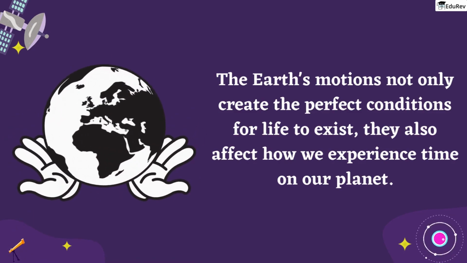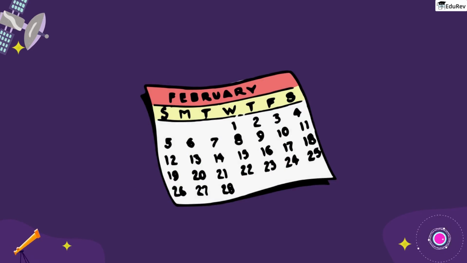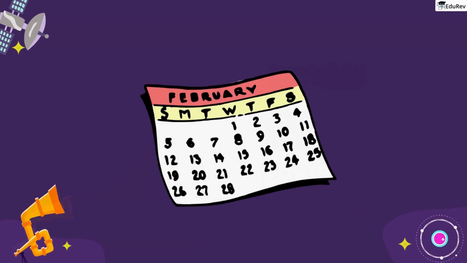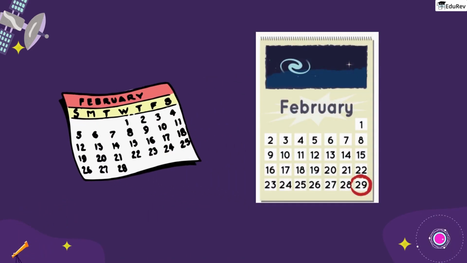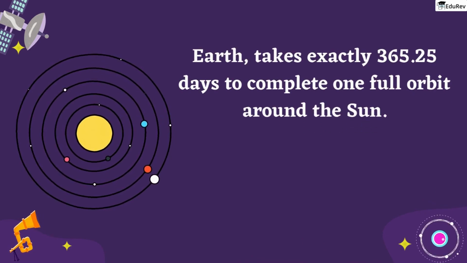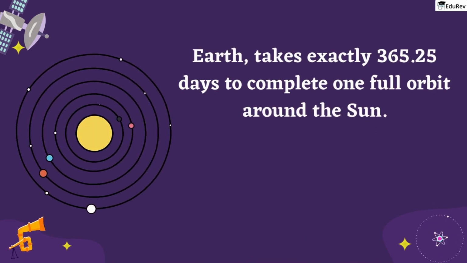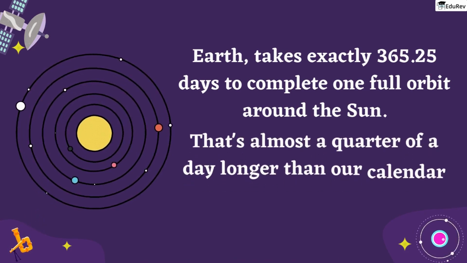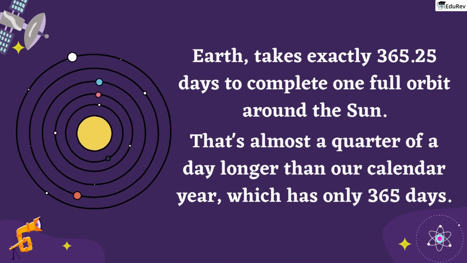Now, have you ever noticed that sometimes February has 28 days and other times it has an extra day, making it 29 days long? Well, that's because our planet, the Earth, takes exactly 365.25 days to complete one full orbit around the sun. That's almost a quarter of a day longer than our calendar year, which has only 365 days.